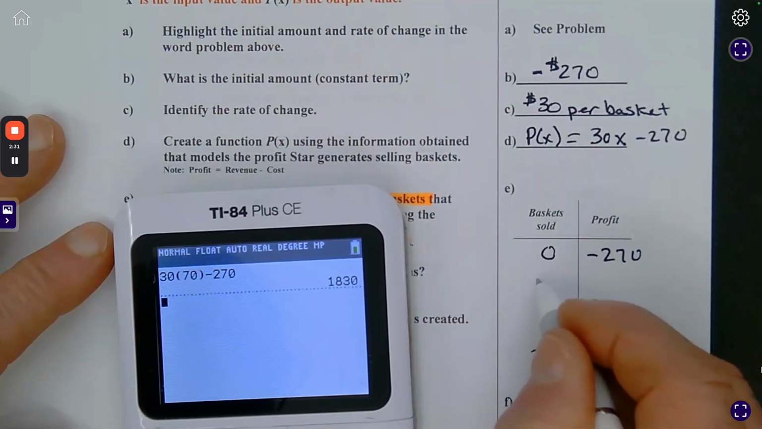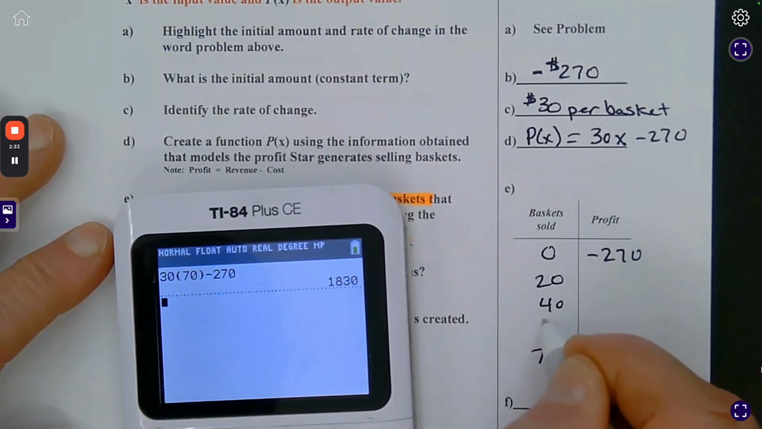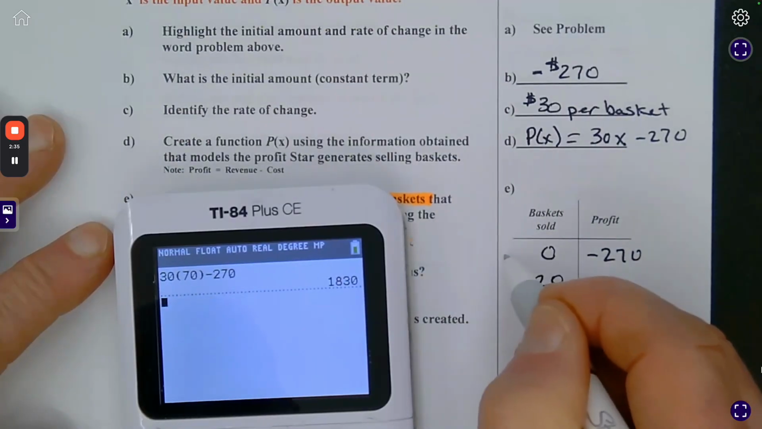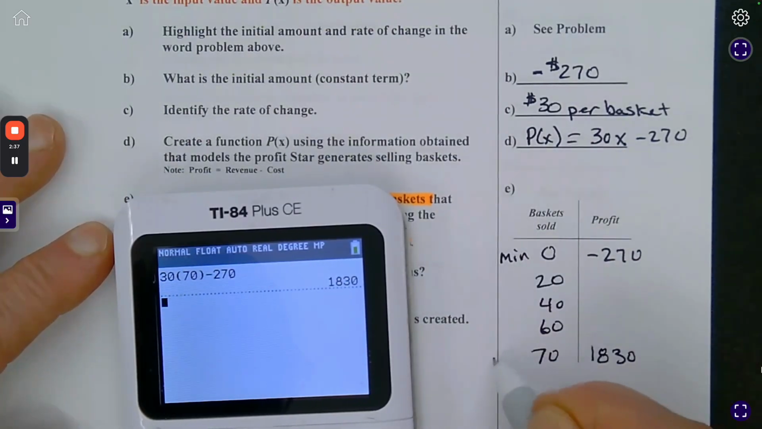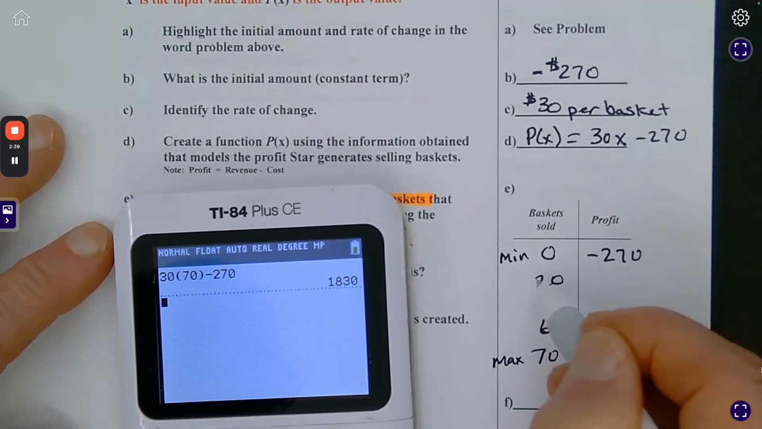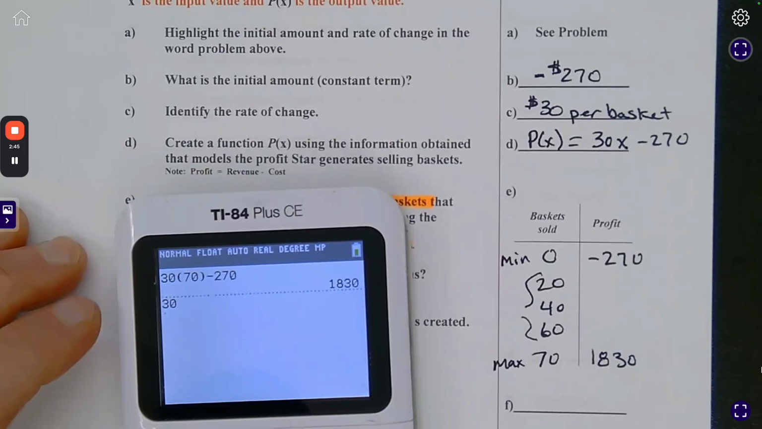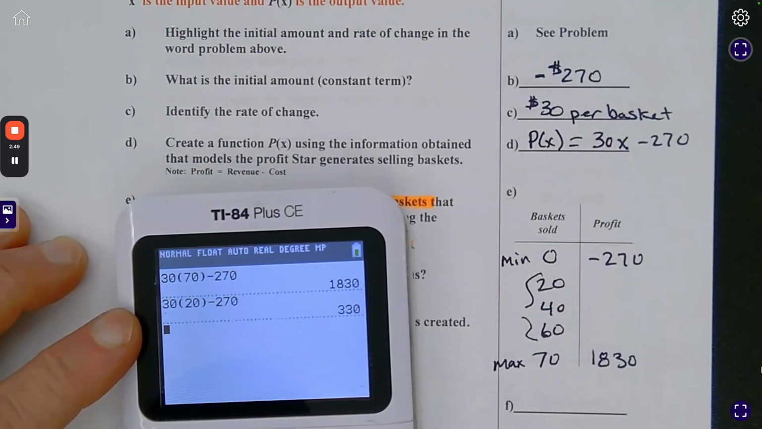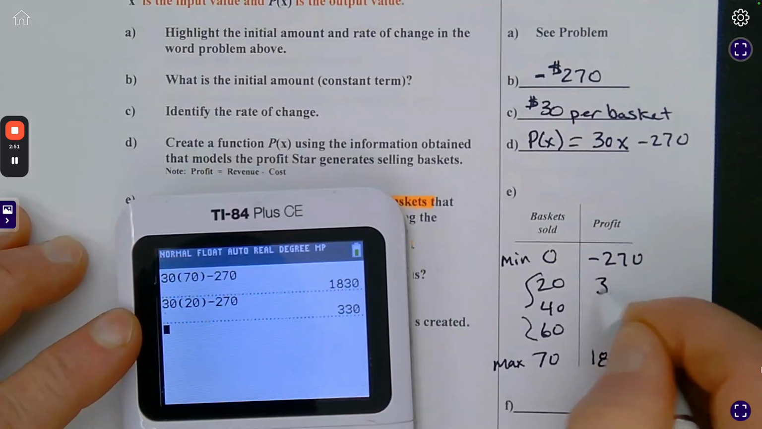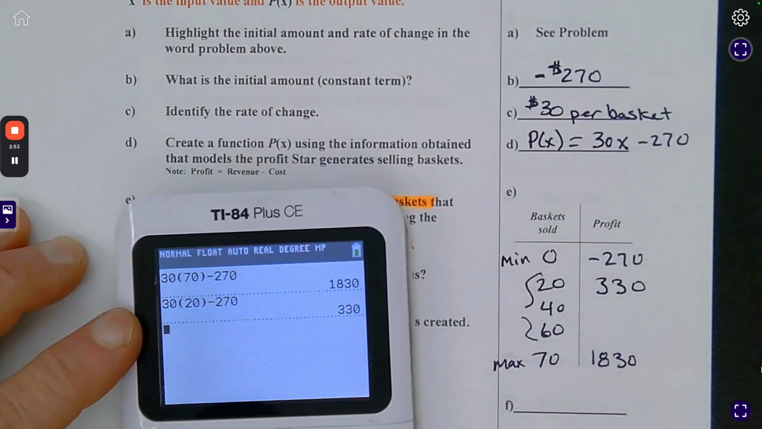Now I'm just going to pick 3 ordered pairs in the middle, because you always want to find your min and max, always, and then gauge the other 3 based on that. All right, that's important. Now I'm going to input those one at a time. $30 times 20 baskets. Let's see if she starts making a profit. Oh, she does. She's now in the positive.